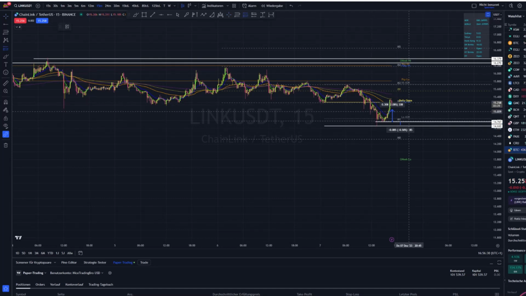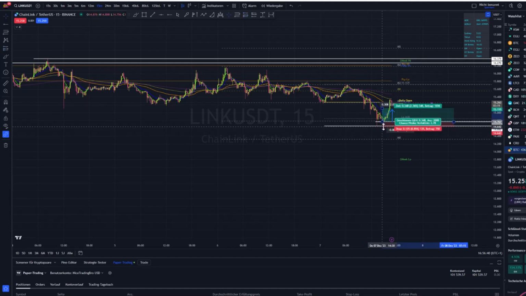If we now draw our long trade, we place our entry directly at the support line and set our stop loss at the second support line. Depending on our own risk management, we can take the EMAs as our target, or rather a little higher, depending on our own risk preference.